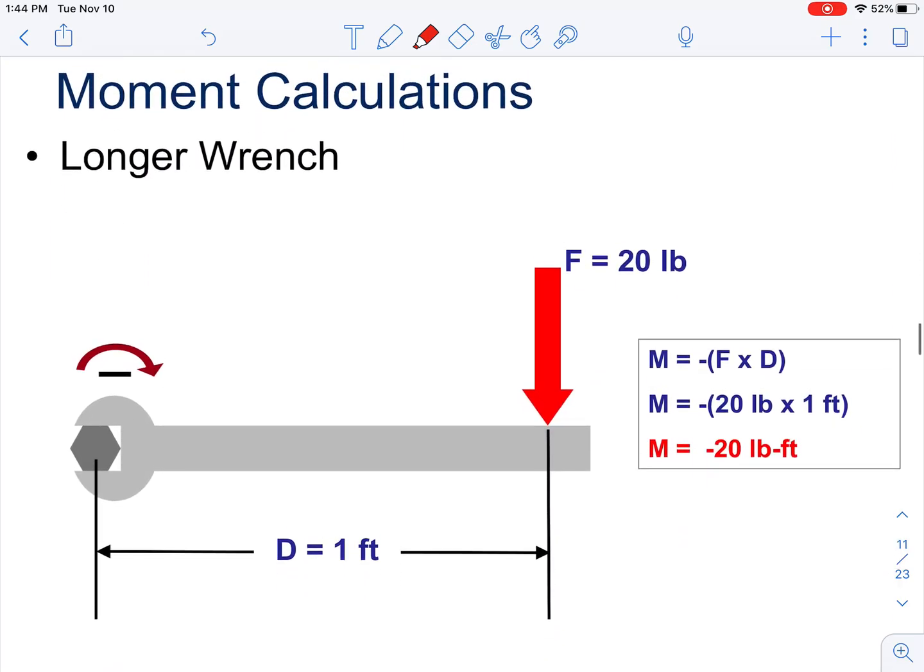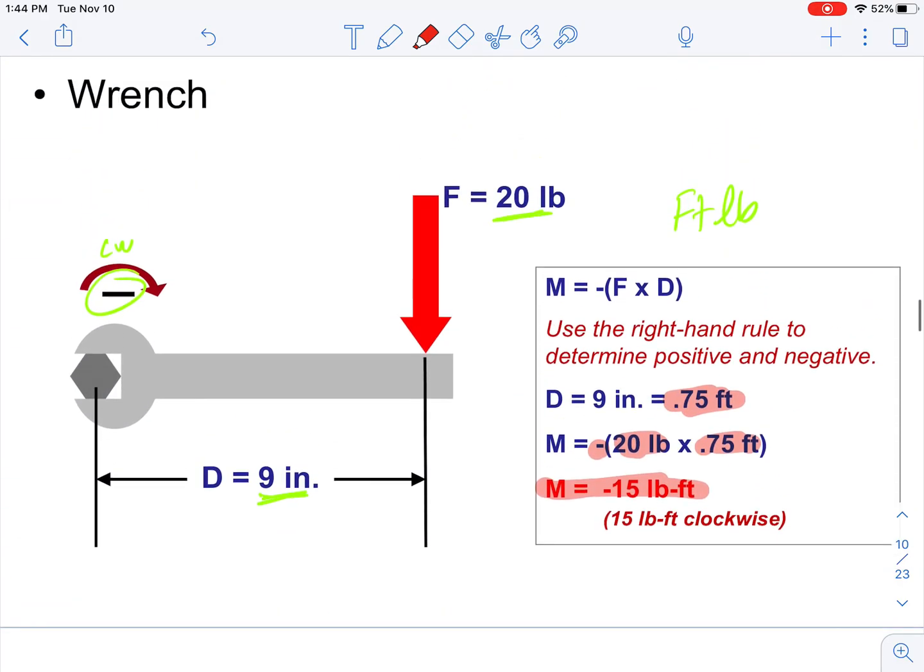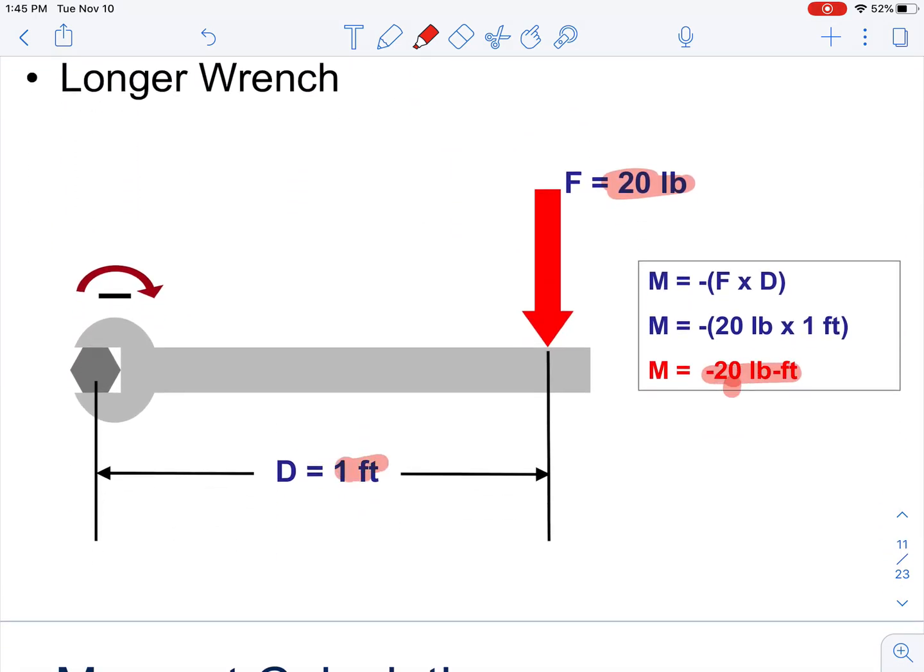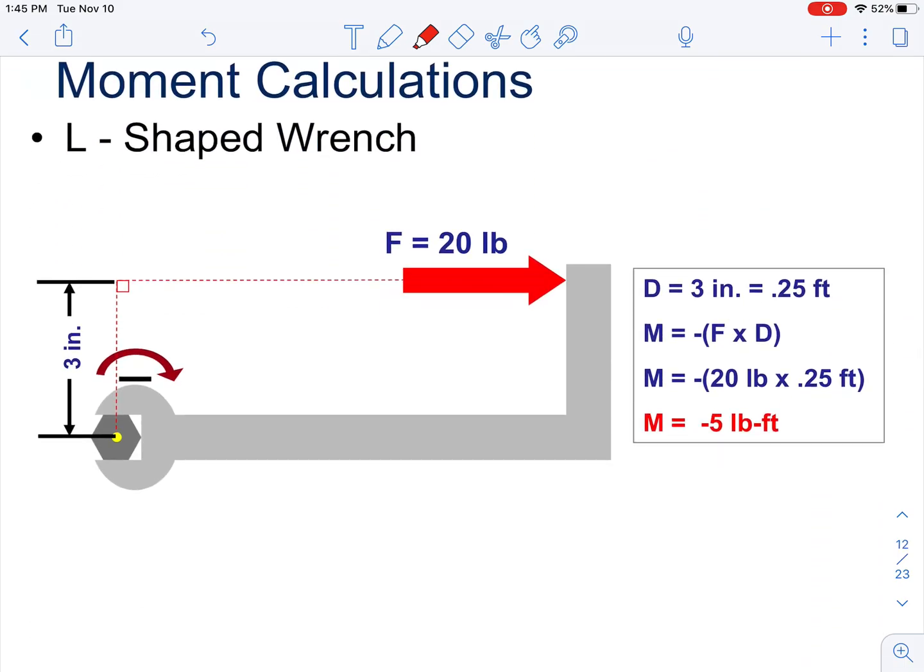Here's a longer wrench. So the force is the same. The force is still 20 pounds. And of course, the further away you are, the larger your moment will be. Now, if we look here, in this situation the wrench would actually just slide off. But if this was the closed end of a wrench, so it would stay on, some students might feel like pushing this way wouldn't cause any rotation, but it would. The key is that you no longer use this as your distance horizontally.